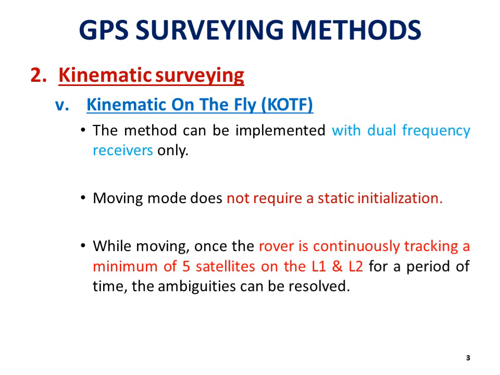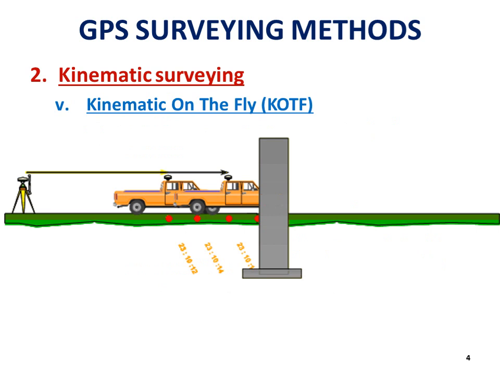Even while moving, the rover is continuously tracking a minimum of 5 satellites on L1 and L2 for a period of time. Thus the ambiguities will be resolved. So this depicts a figure of the KOTF survey method. Here the receiver is kept in a car, it is continuously in movement, and they are taking readings.